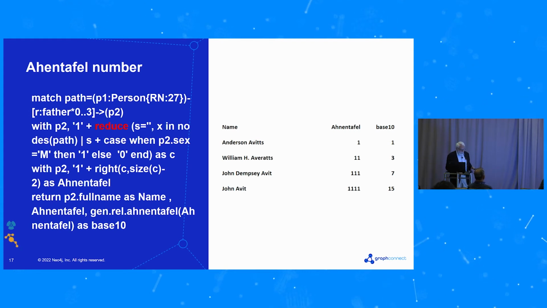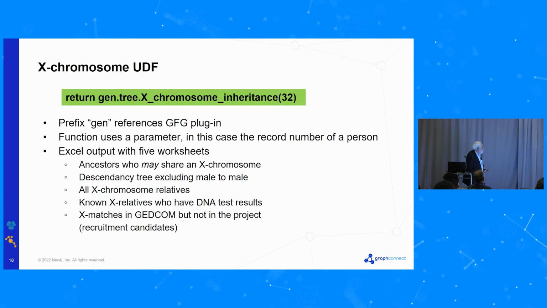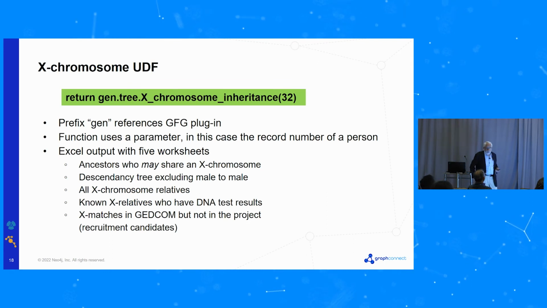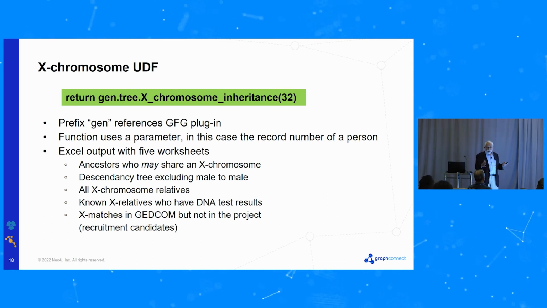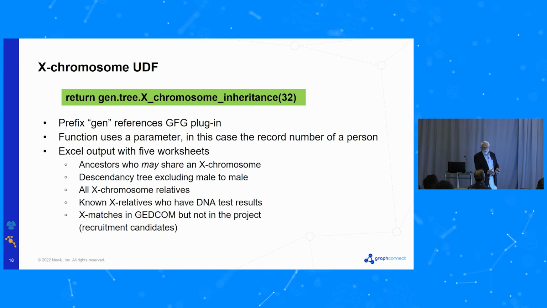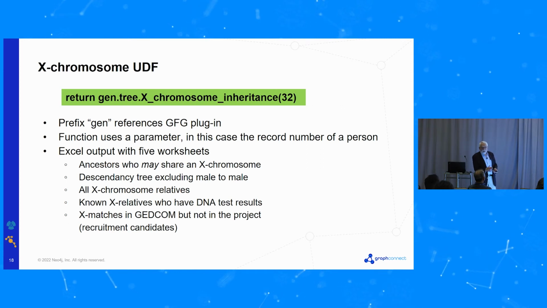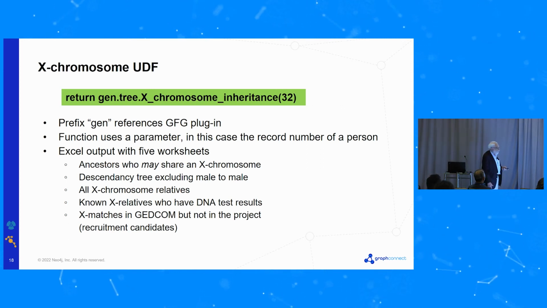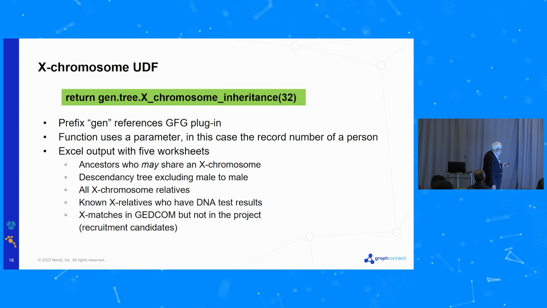So another example of that has to do with the inheritance of the X chromosome. The X chromosome is inherited in every way except father to son, because a father cannot give an X chromosome to his son. So a couple of things in here.